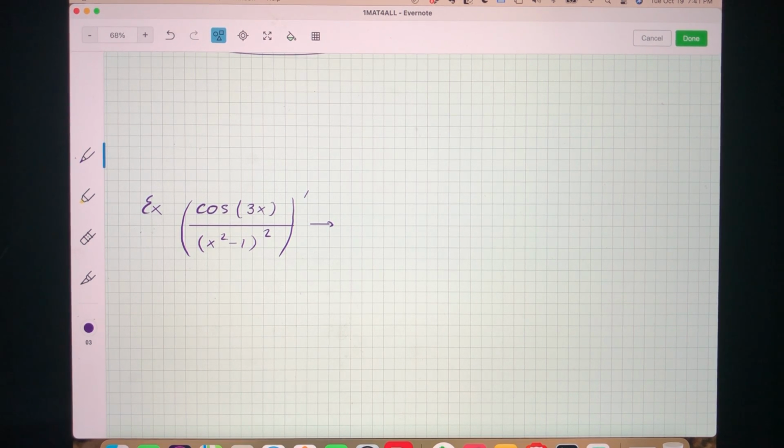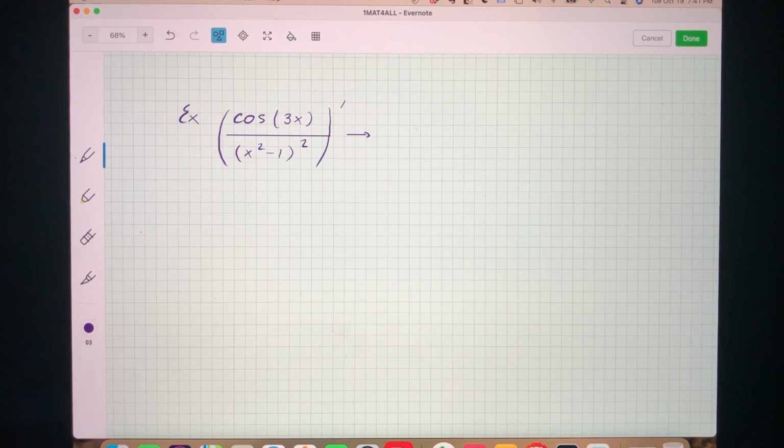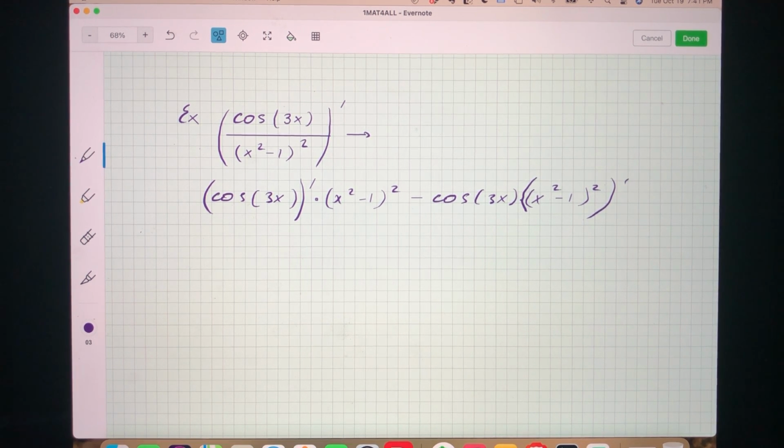So this means we're taking a derivative of cosine 3x times the bottom function with no derivative, minus keep the top function as it is times the derivative of the bottom function, which I will simply indicate that we are doing derivative, but I will do it when I get to it. All divided by x squared minus 1 squared, that's a g function, and g squared.